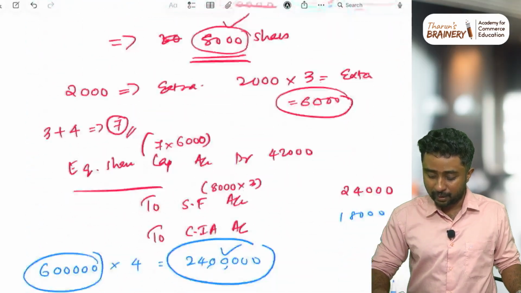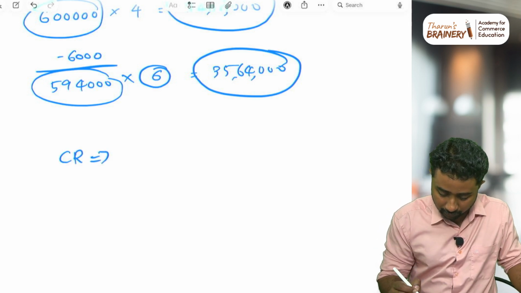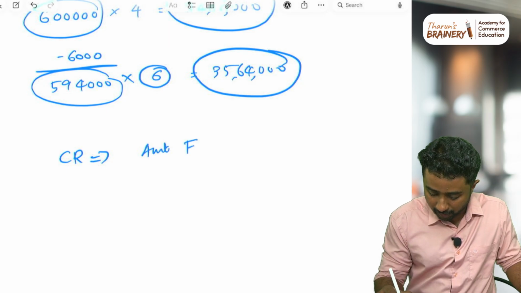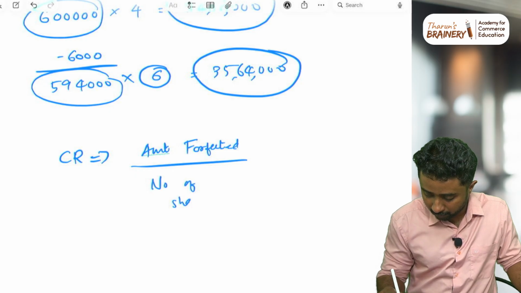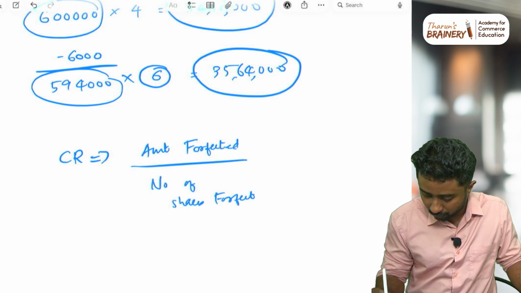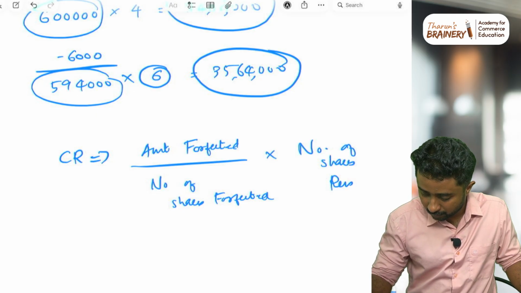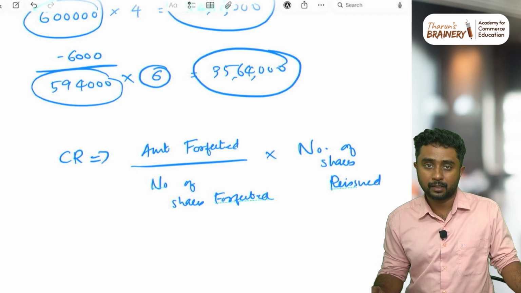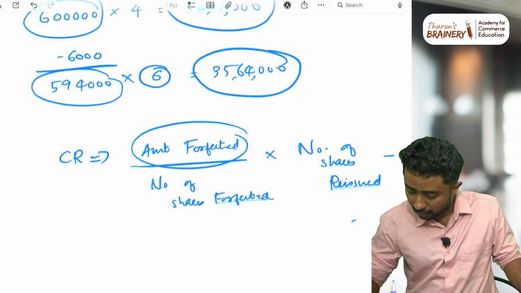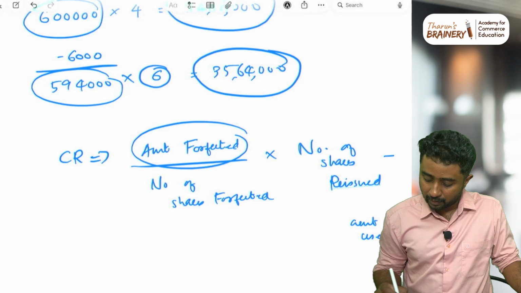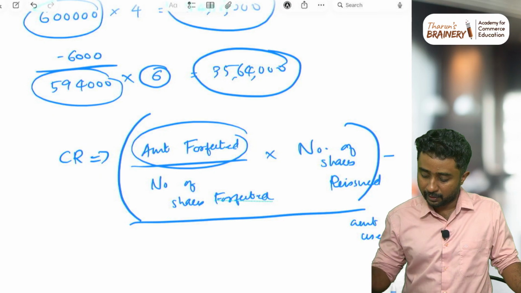So how do we calculate the capital reserve? We need to check first. You remember this formula for calculating the capital reserve: amount forfeited divided by number of shares forfeited, into number of shares reissued, minus one more thing I'll add, amount used. First we will do this part: amount forfeited divided by number of shares forfeited into number of shares reissued.